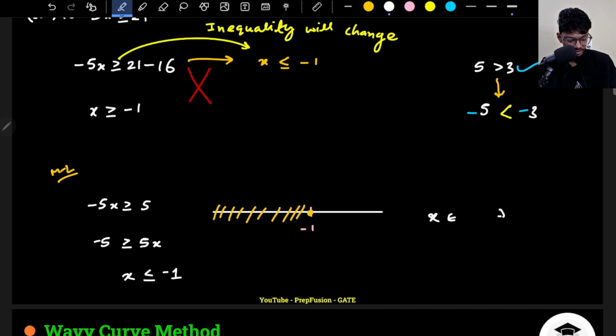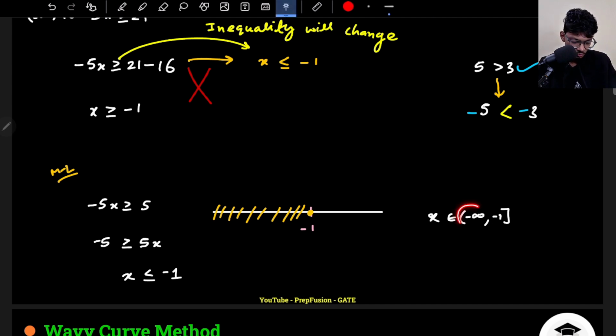So I will start with a square bracket, minus 1, and it will go until minus infinity. Generally we start from lower to higher. That's why I wrote the lowest value first, then the higher value. That is the convention of how we write the values. Obviously we can never touch minus infinity. That's why it is in the open brackets.